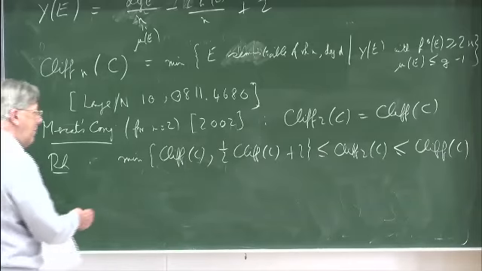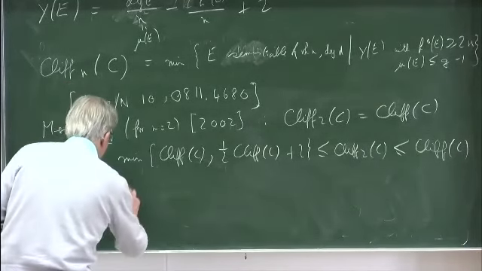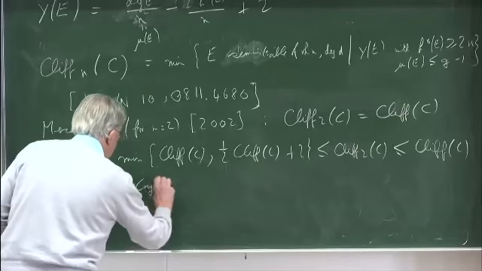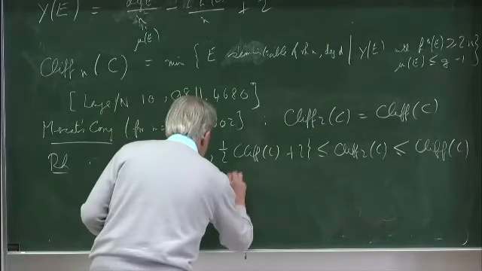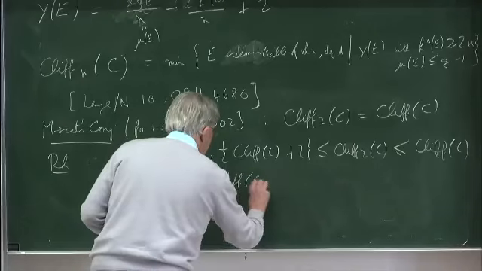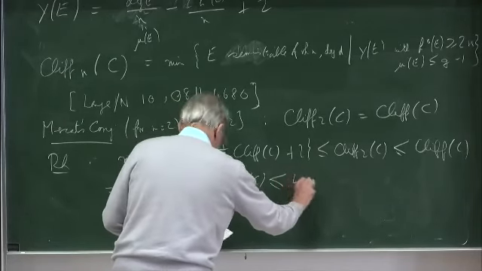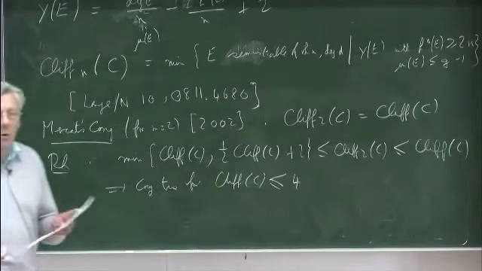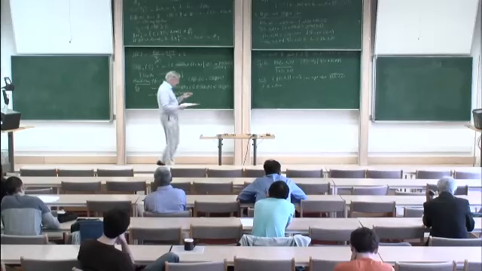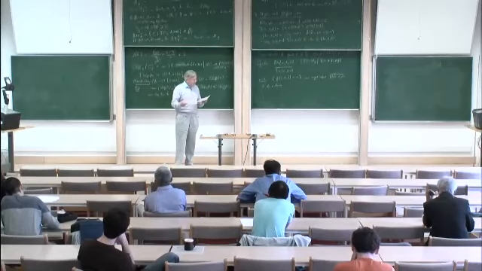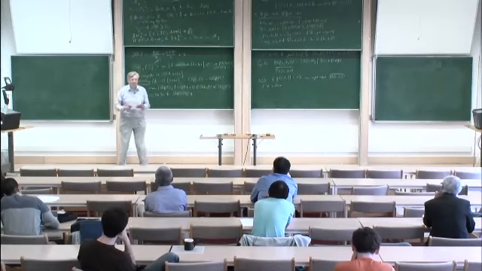And the remark that follows directly from this is that the conjecture is true, and this is what Mercator actually proved in this paper, or part of what he proved. At any rate, the conjecture is true for Cliff C less than or equal to 4. So this means that the first case one needs to look at for this is genus 11.